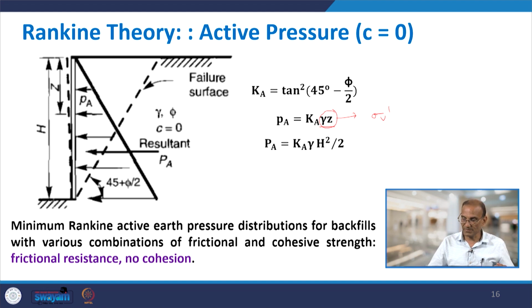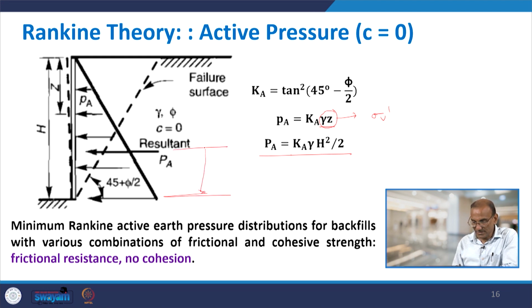So, for this triangular distribution, this is the active pressure, which varies with z, but the total pressure will be the area of this triangle, which will be half Ka gamma h square, that is Ka gamma h square by 2. And where will this Pa act? This will act at one-third height, that is, at a height h by 3 from the base, and the variation is triangular.